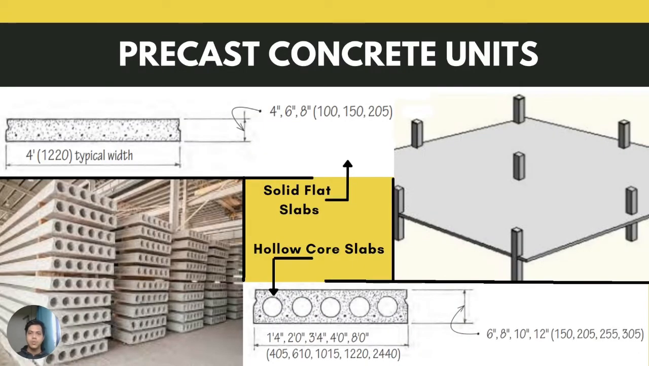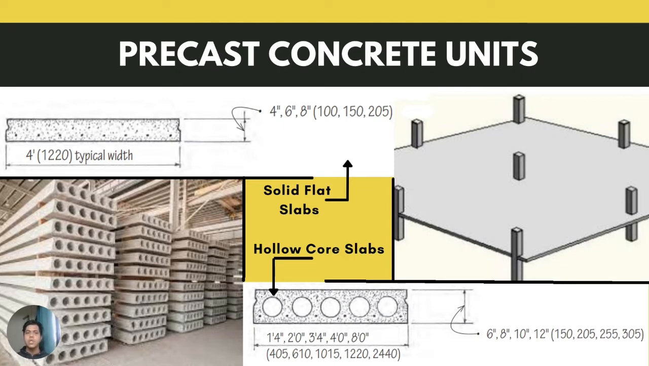Next one is precast concrete units. There are four types of precast concrete units. The first one is solid flat slab, second is hollow core slab, third is single tees, and fourth is double tees. We go to the first one, which is solid flat slab. Solid flat slab is usually used to construct the ground floor of a building, and it can be quite expensive, but even though it is expensive, it also gives a flat, soft finish and flexibility to the designer in designing the building layouts.